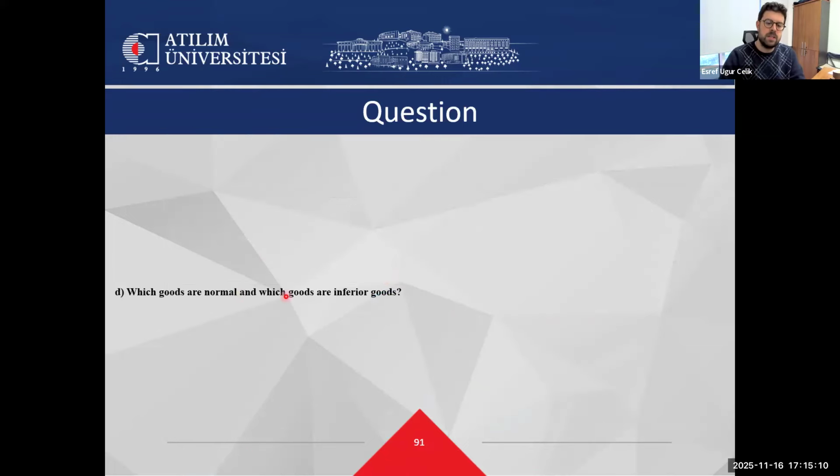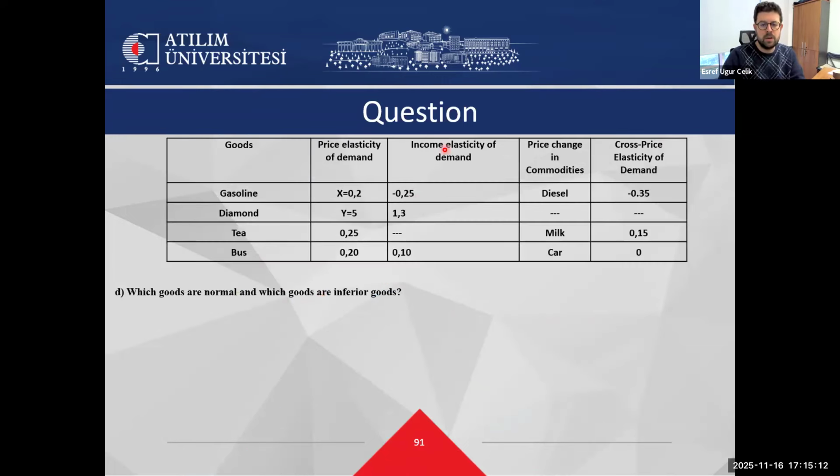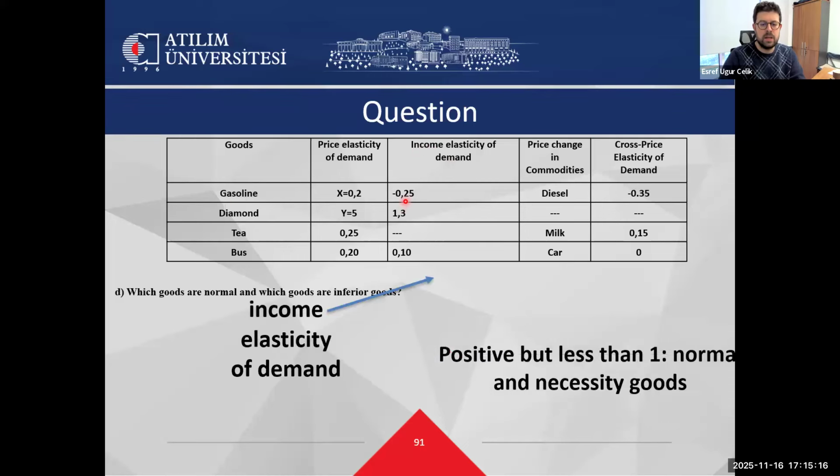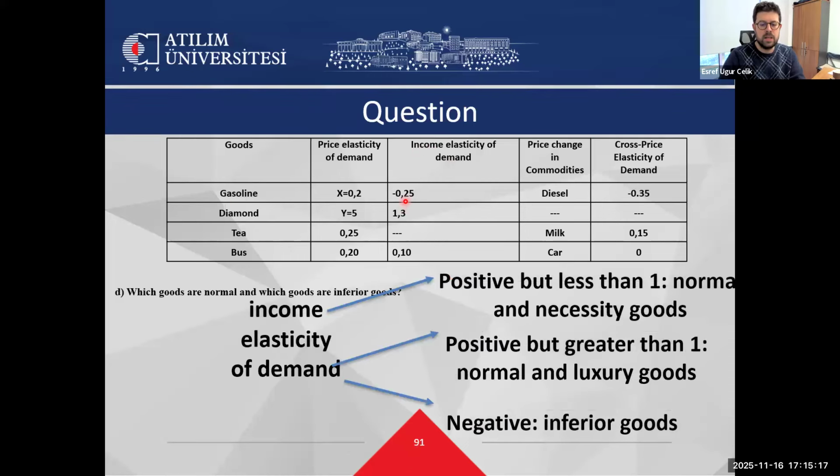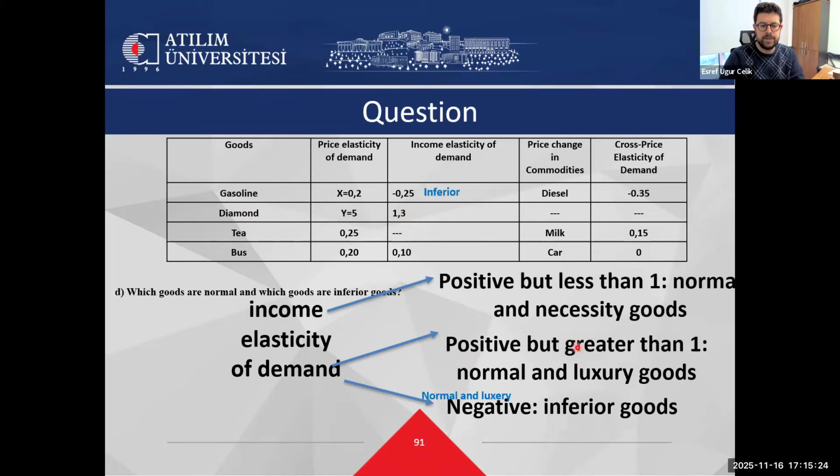Which one is normal, which one is inferior? We can look at the income elasticity of demand. Gasoline, negative, so inferior. Diamond, 1.3, normal and luxury. For tea, there is no information. For the bus, positive and less than 1, normal and necessity.